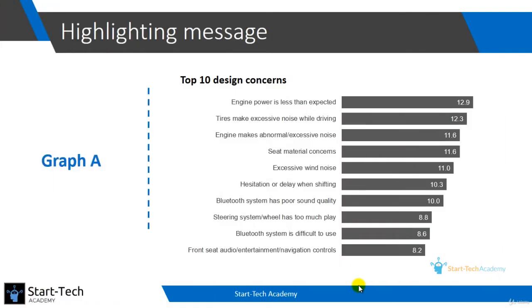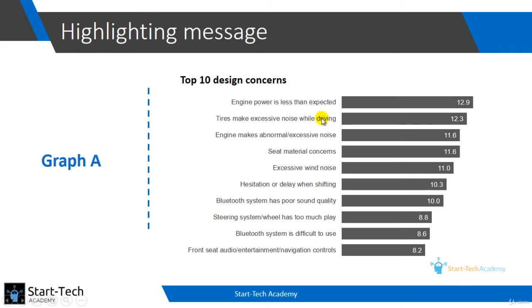So the basic chart that John created looks like this. These are the top 10 design concerns that John identified basis customer feedback. And corresponding to each concern is the score of that concern, that is how many customers rated against this particular problem. So as you can see, engine power is less than expected is one of the top concerns with a score of 12.9.